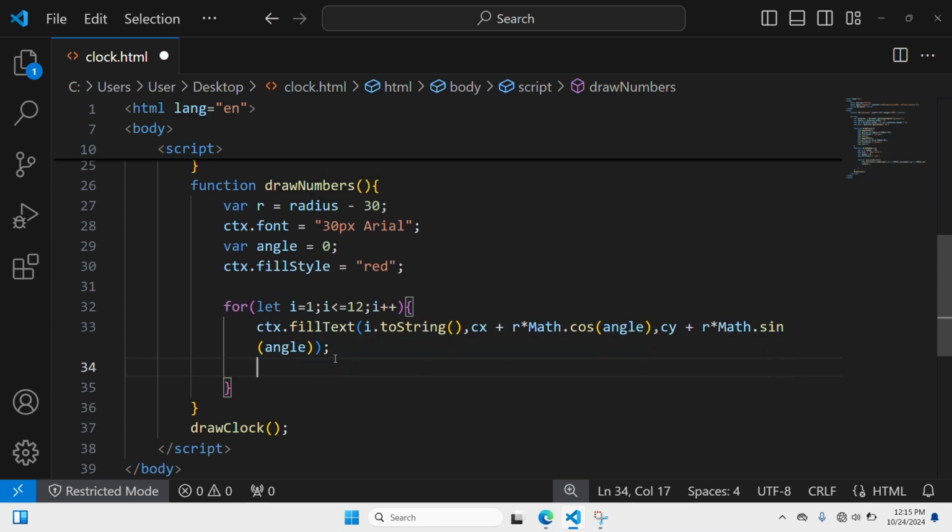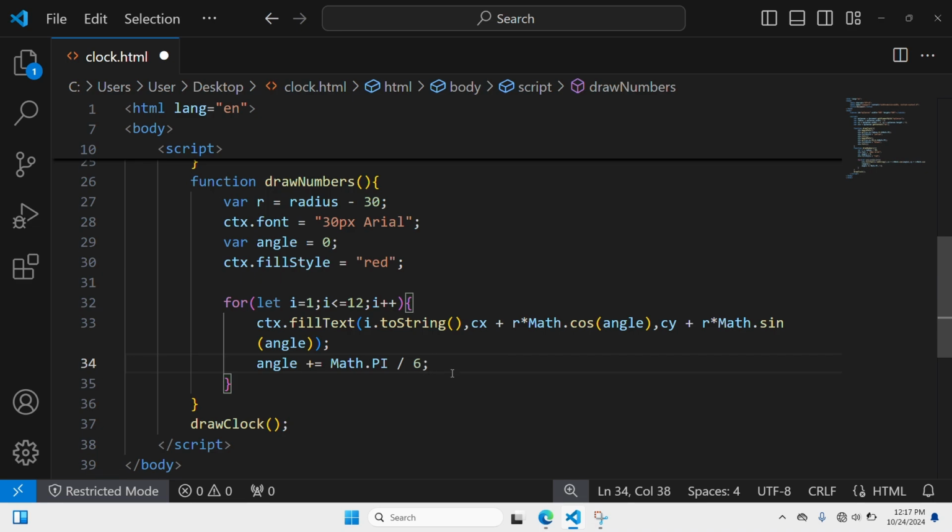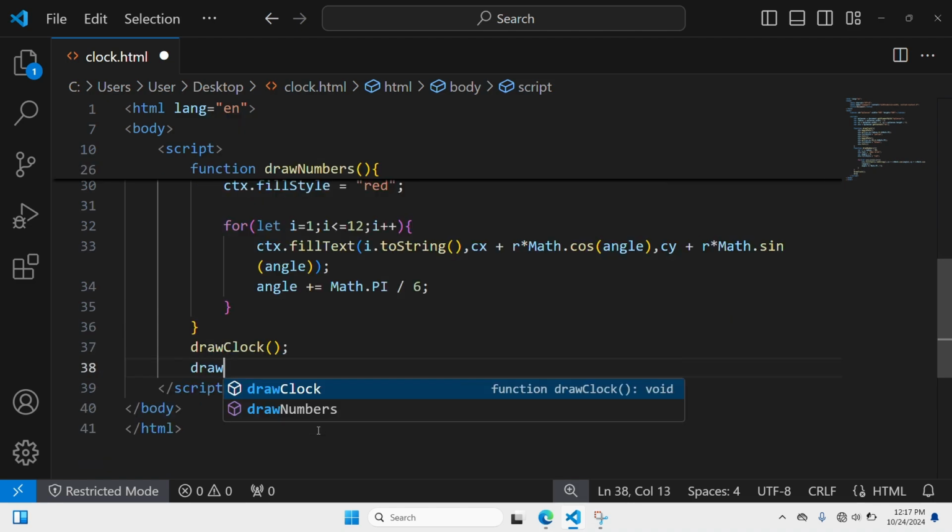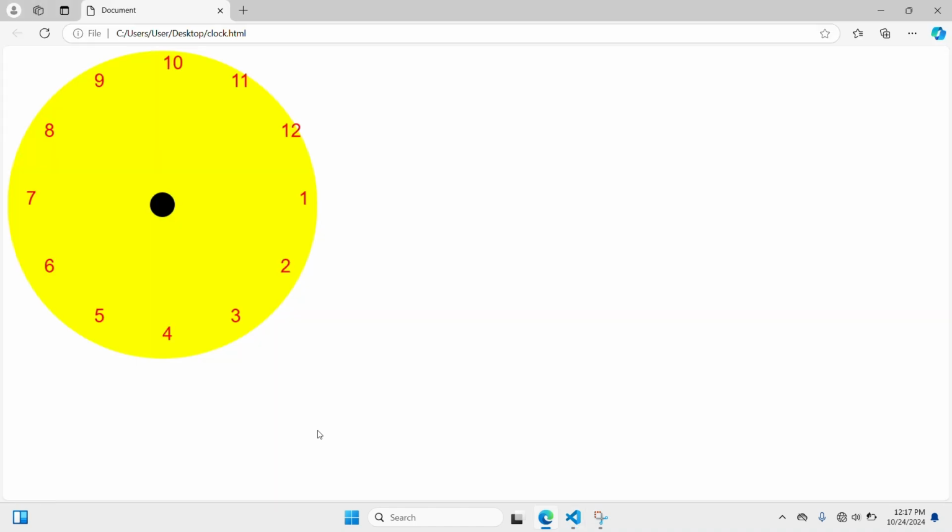Then we'll increase our angle by 30 degree or pi by 6 radian, because we see in our clock each number is at a distance of 30 degree. So let's increase that, pi by 6. Now we are going to call our function, drawNumbers. Let's save it and let's refresh our page. You see the numbers from 1 to 12 appearing on the circle.